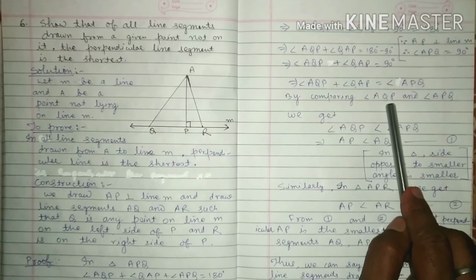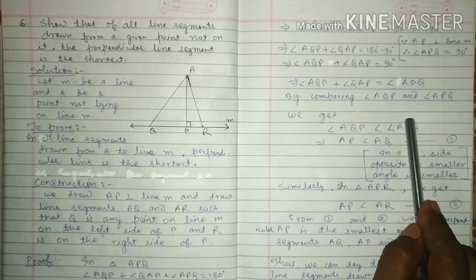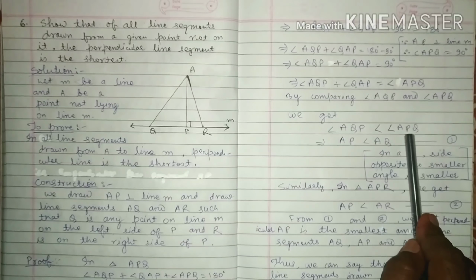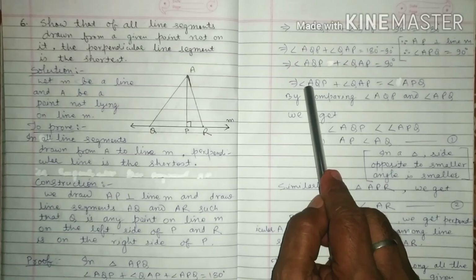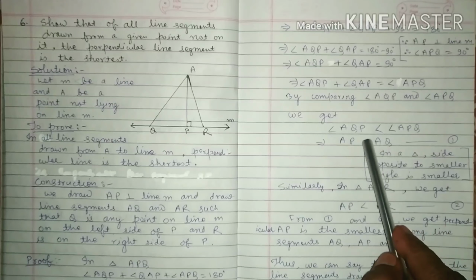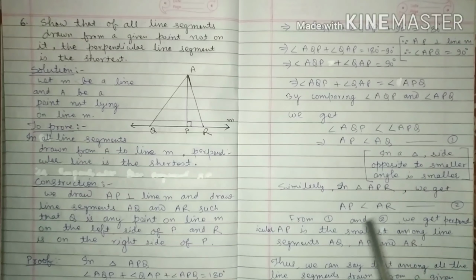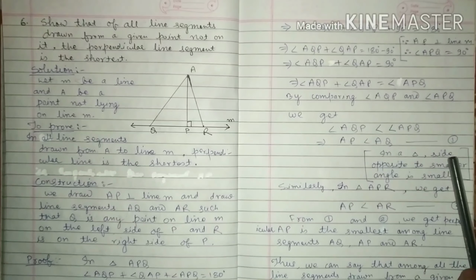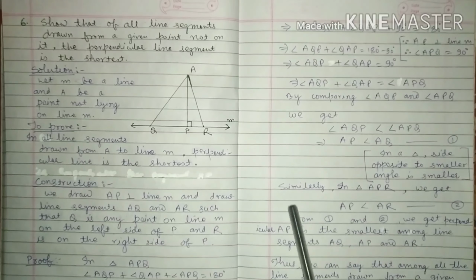By comparing angle AQP and angle APQ, angle AQP is smaller than angle APQ. Why? Because angle APQ is the sum of these two angles, angle AQP and angle QAP. So, angle AQP is smaller than angle APQ. This implies that AP is less than AQ. In a triangle, the side opposite to a smaller angle is smaller. We consider this as equation 1.